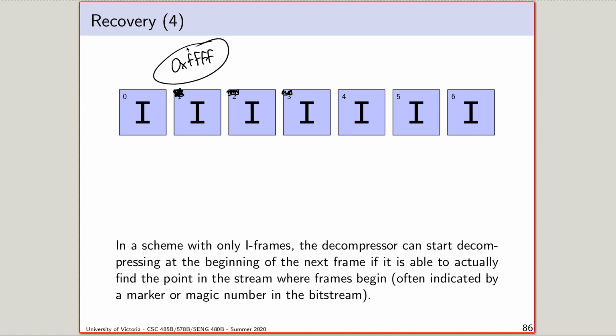But then you say, well, what if that sequence appears organically? What if it's in arbitrary data? Well, if the decompressor tries decoding it like an I-frame and gets a garbled mess, it quits and looks for the next 0xFFFF. And hopefully it eventually picks up the beginning of a real I-frame. Once it's picked up the beginning of the stream, it's good. Although in practice, we typically design the stream so that you could lose it in the middle as well.